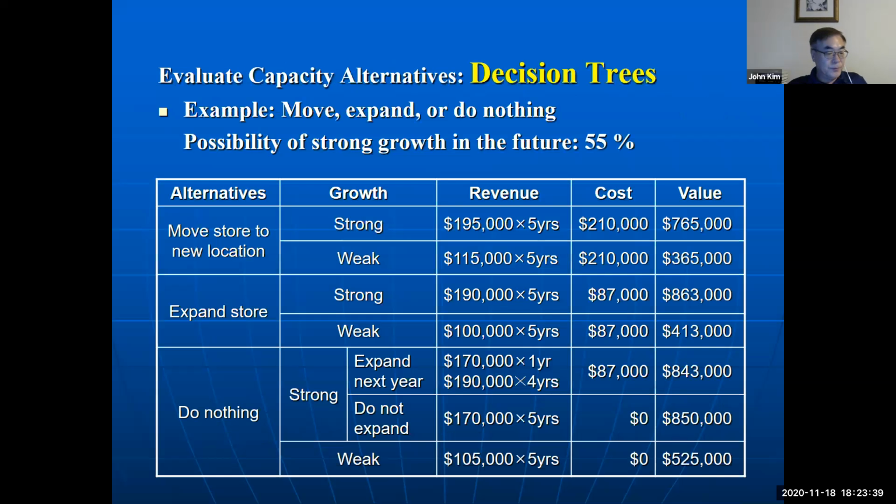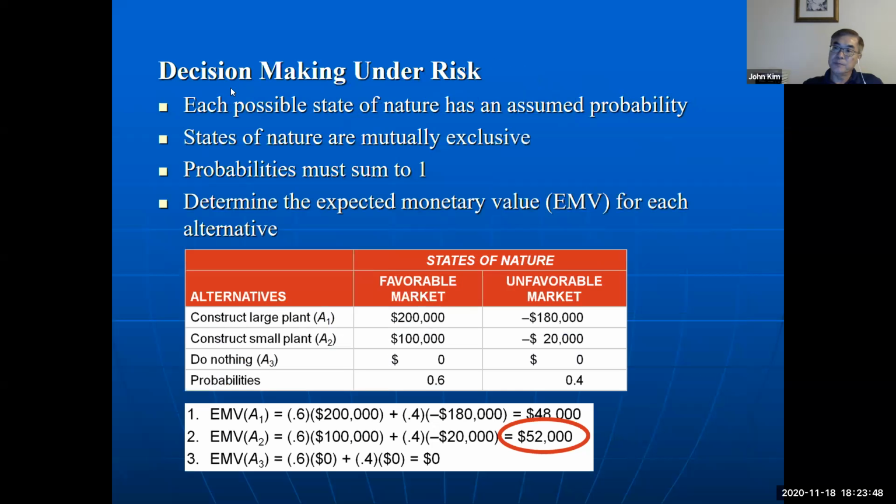Decision tree. This one is based on decision making under risk. So we calculate expected monetary value, just simply expected value. Based on expected value, choose the maximum expected value option. So usually a decision tree uses this method.